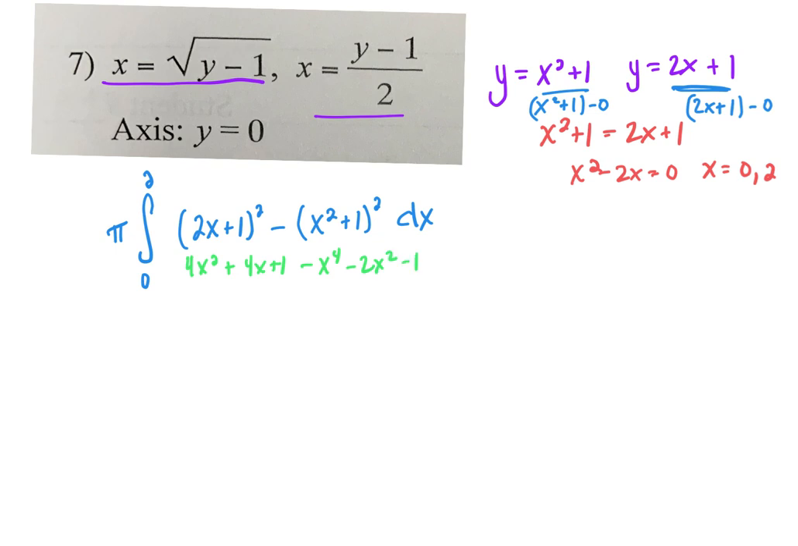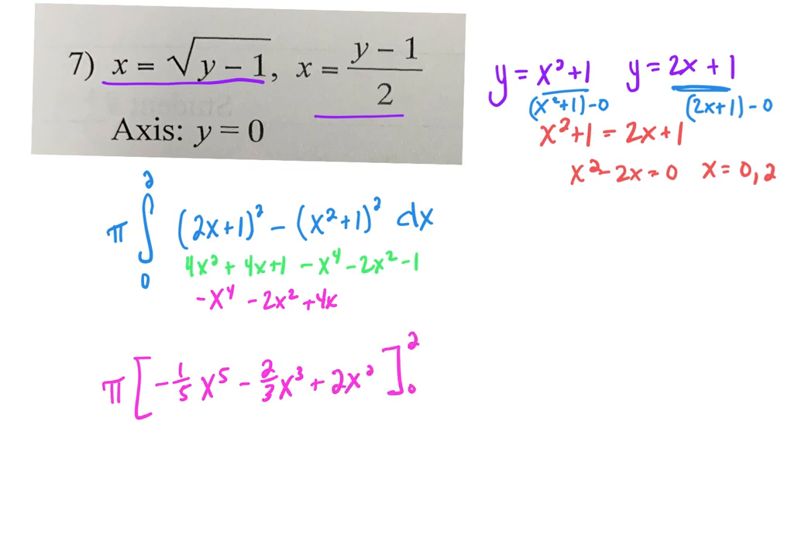And then, of course, I have to simplify them as much as possible. So I get negative x to the 4th minus 2x squared plus 4x. And that's what I'm going to take my antiderivative of. So I end up with negative 1/5 x to the 5th minus 2/3 x cubed plus 2x squared from 0 to 2. And then just plug it in.